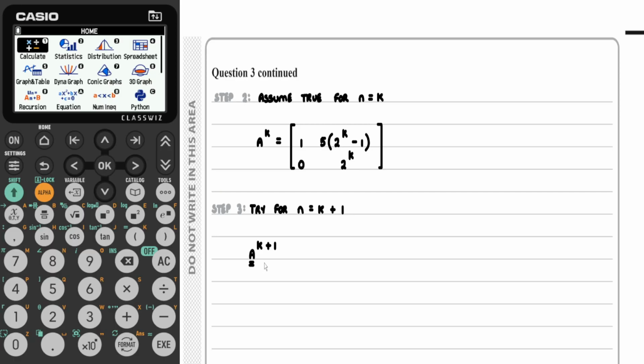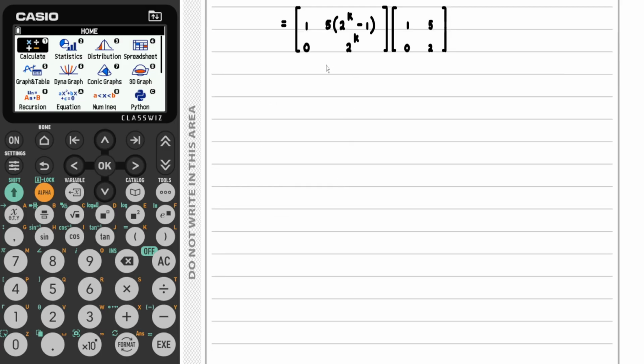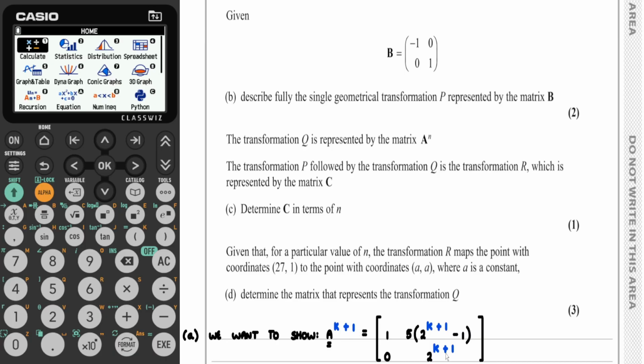Now using the laws of indices, this is the same as A to the k times A to the 1. We know what A to the k is. We worked that out in step 2. That's [[1, 5 times 2 to the k subtract 1], [0, 2 to the k]]. And we know what A to the 1 is. We worked that out in step 1. That is [[1, 5], [0, 2]]. We need to go from here to here.